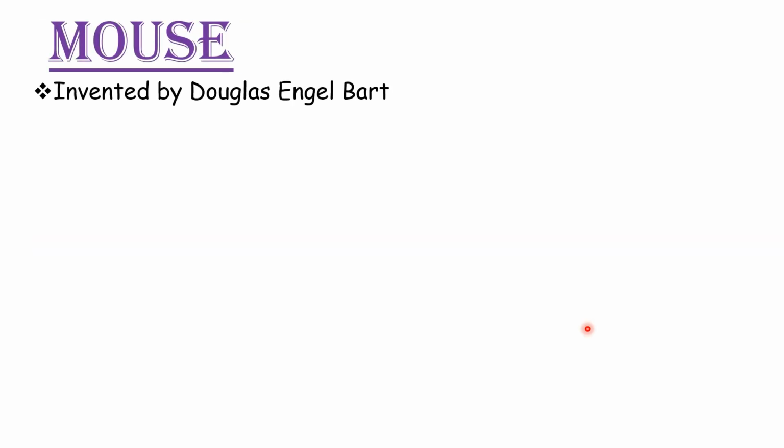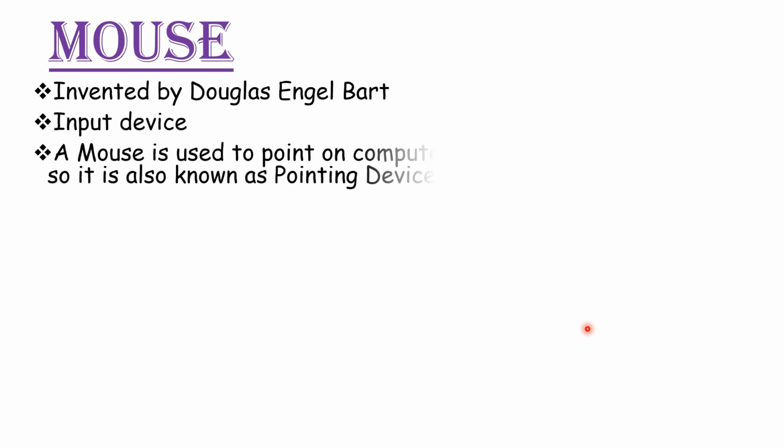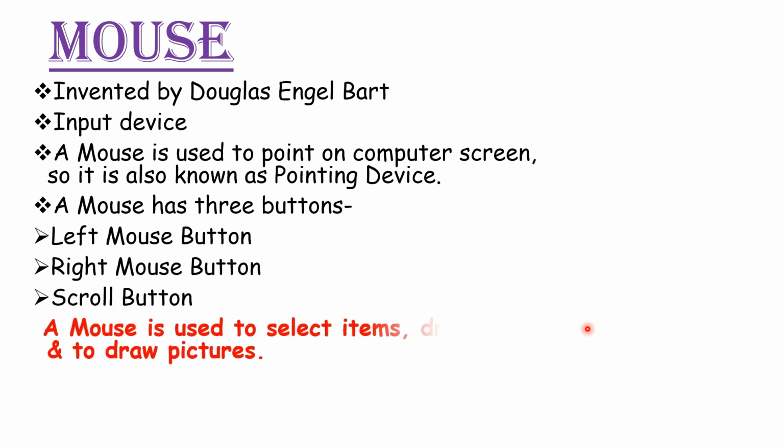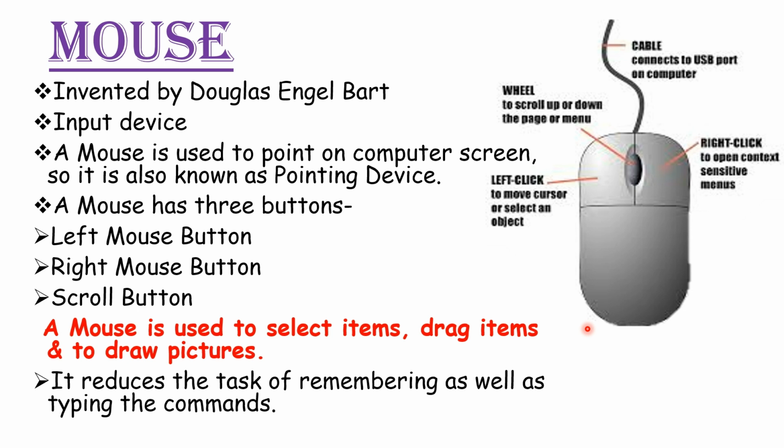The next part is mouse. Mouse was invented by Douglas Engelbart. It is also an input device. It is used to point on the computer screen. So it is also known as pointing device. A mouse has three buttons: the left mouse button, the right mouse button, and the scroll button. A mouse is used to select items, drag items, and to draw pictures.